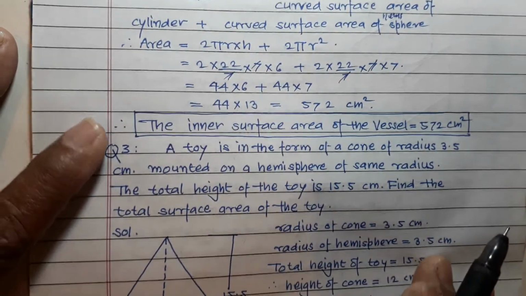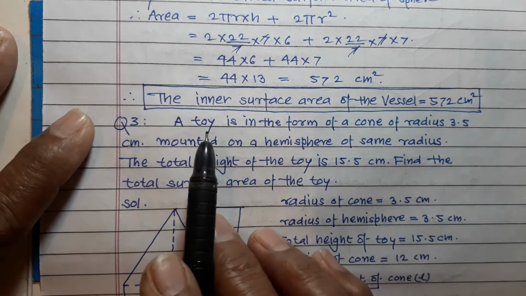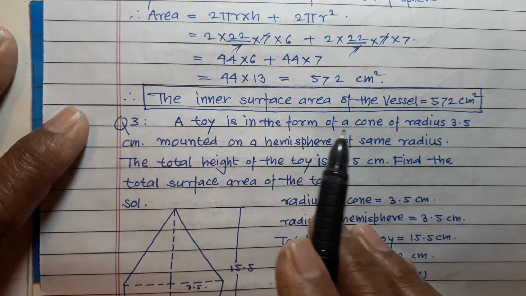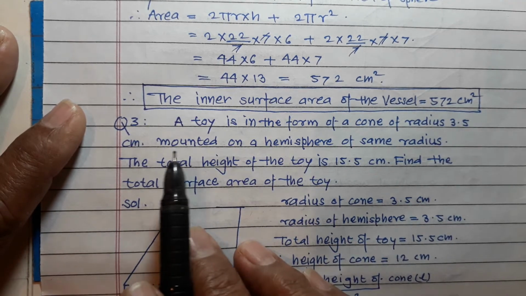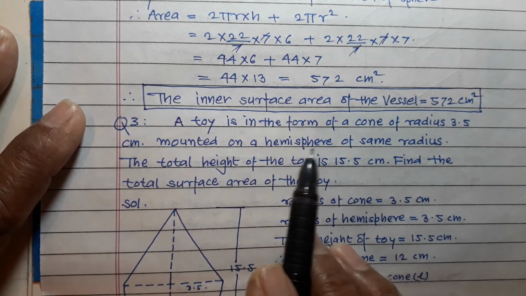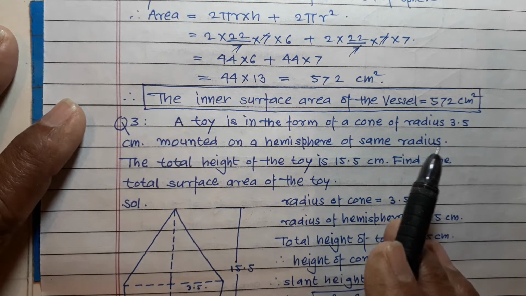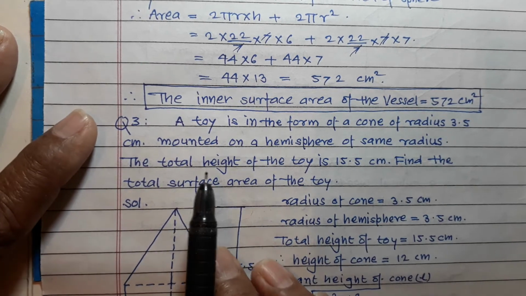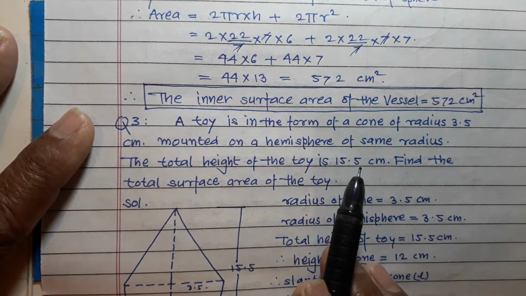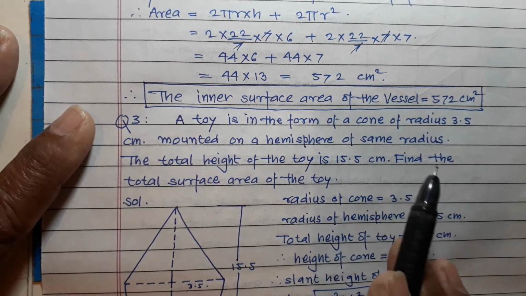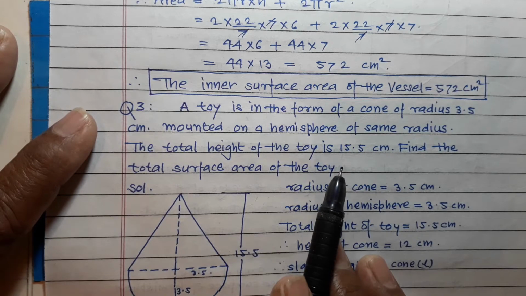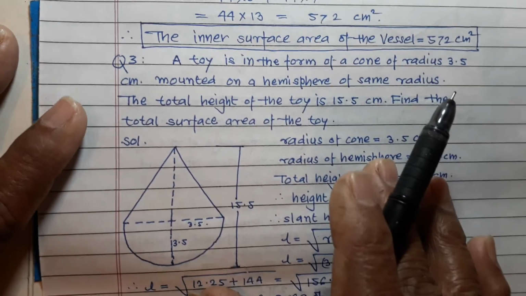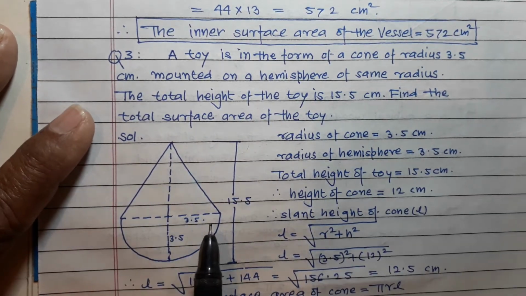Question number 3. A toy is in the form of a cone of radius 3.5 centimeter mounted on a hemisphere of the same radius. The total height of the toy is 15.5 centimeter. Find the total surface area of the toy. Now similarly, draw your figure.